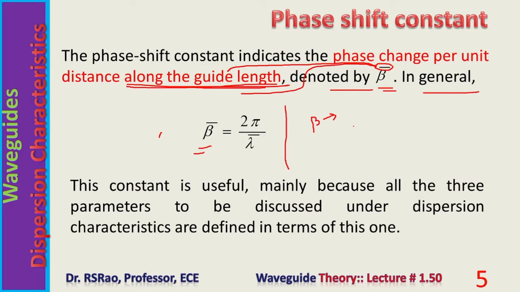Phase shift for one wavelength is 2 pi. So phase shift per unit length becomes 2 pi by lambda. So beta, from the definition, is 2 pi by lambda. If wavelength is measured along the length of the waveguide, then beta becomes the phase shift constant along the length of the guide. This is from the defining definition of beta.